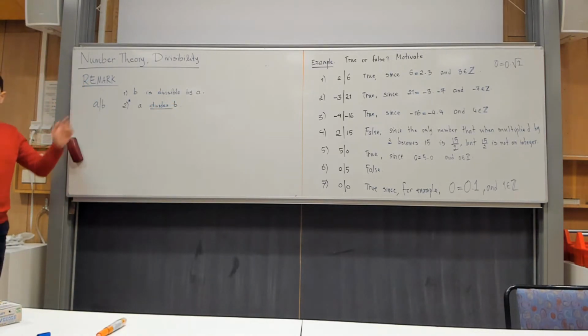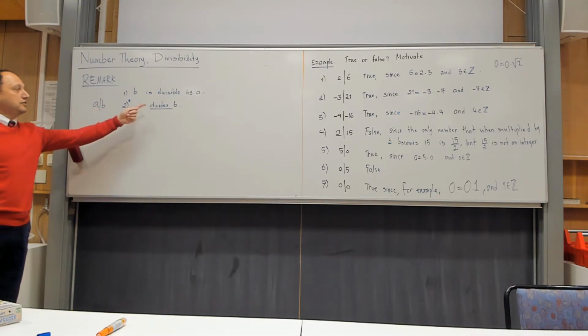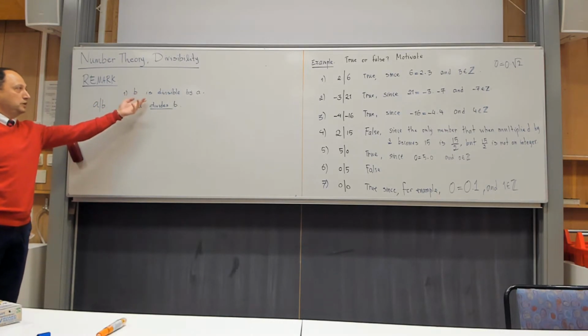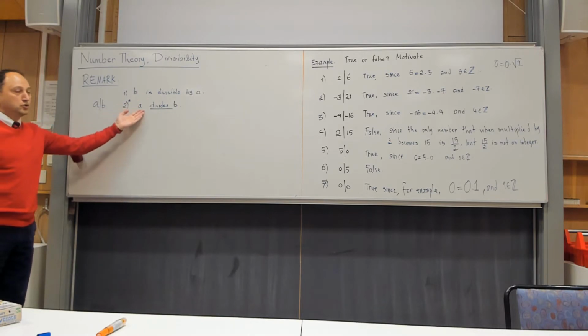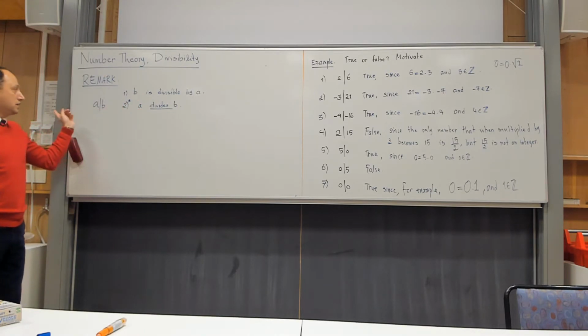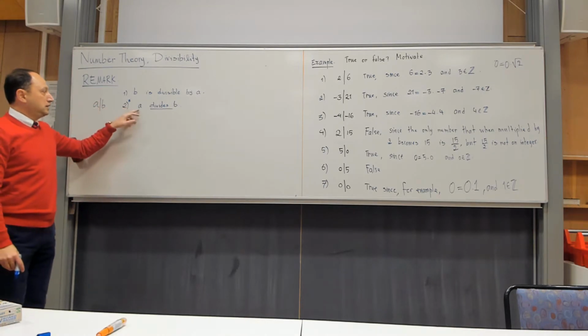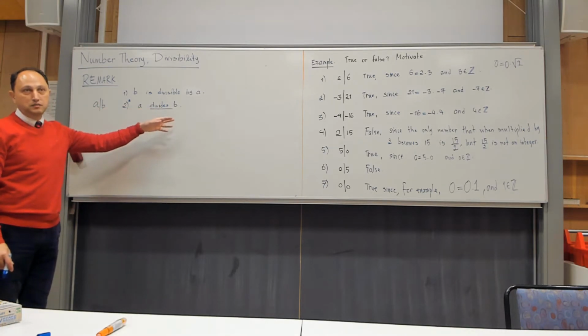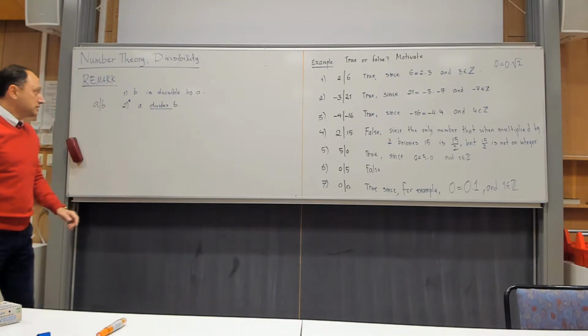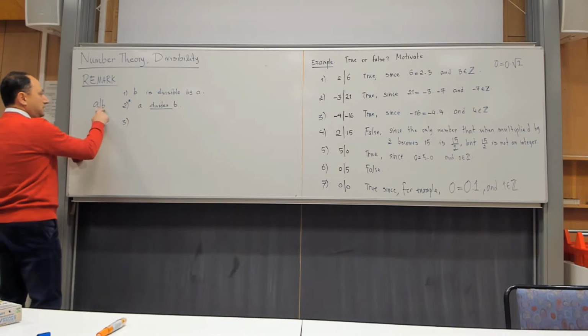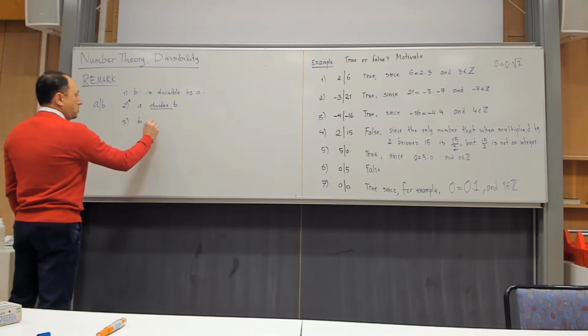So this is more natural. I read from left to right. So if I want to read this, I read A divides B means B is divisible by A. That's the same symbol. This is the more usual way to read it. It's more natural because it goes from left to right. So when you hear that I say A divides B, it means B is divisible by A.